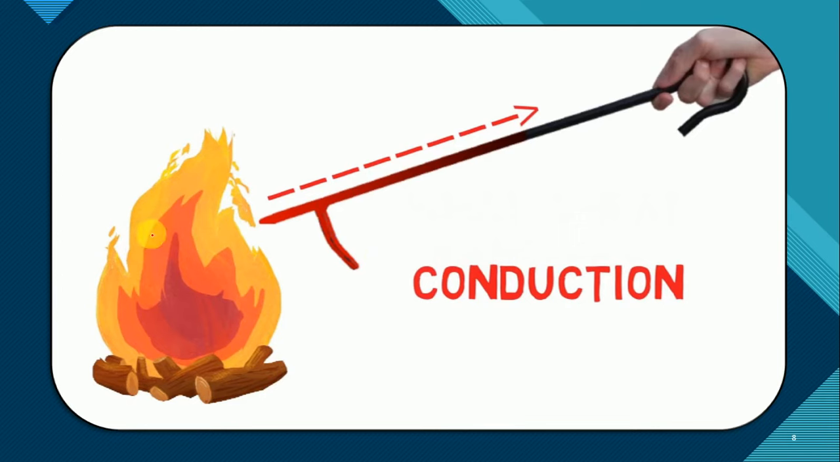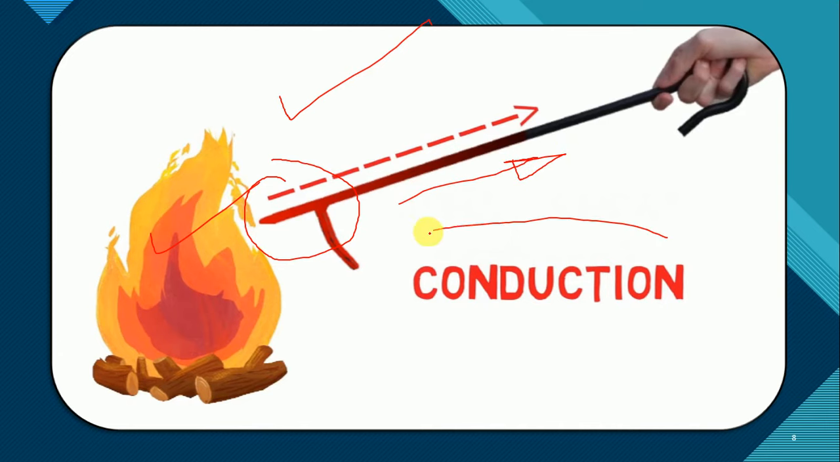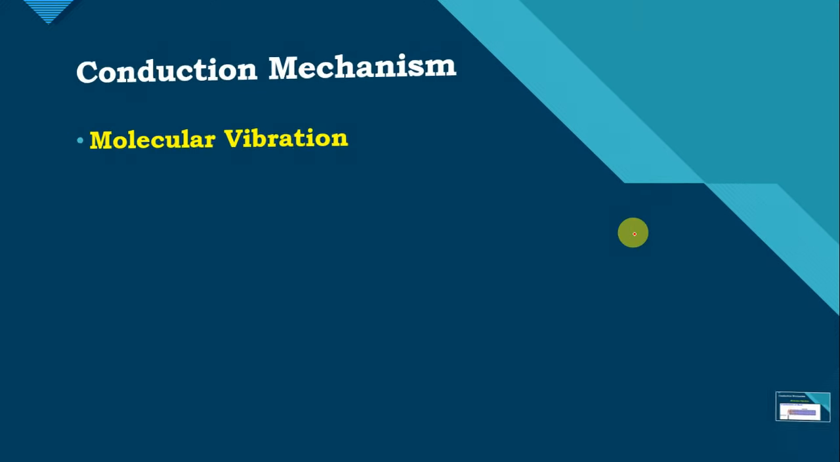We can see that this is the flame heat source, and in contact with it we have kept the rod. One end of this rod is in contact with the flame, so it will have high temperature and heat will flow in this direction, because heat always moves from high temperature to low temperature. So here the mode of heat transfer is conduction.